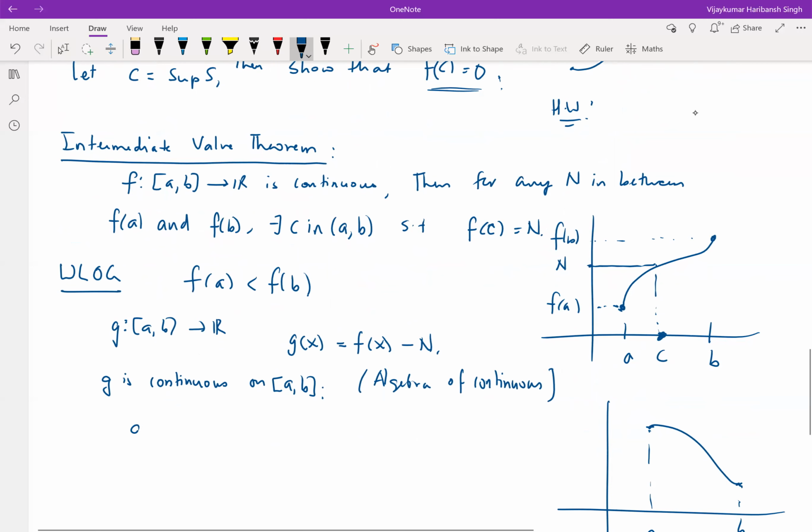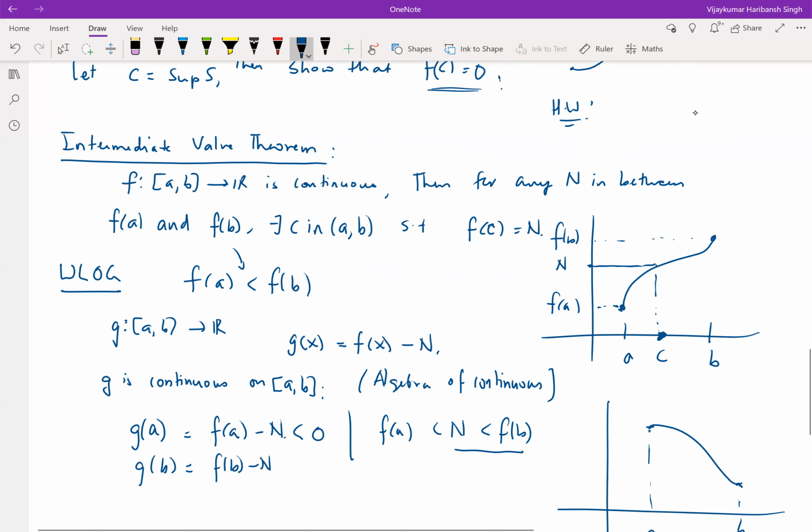And what do we have? We have g(a) equals f(a) minus n. Now note that n lies in between, so n is between f(a) and f(b). In that case, this is going to be less than 0. Similarly, g(b) equals f(b) minus n, and since n is in between, this is going to be greater than 0.